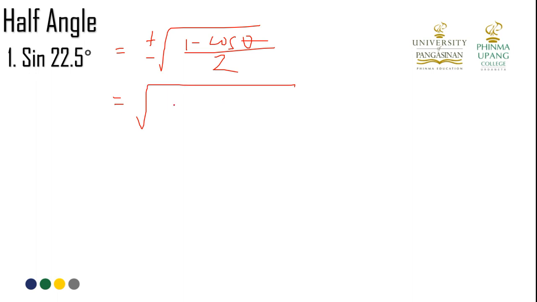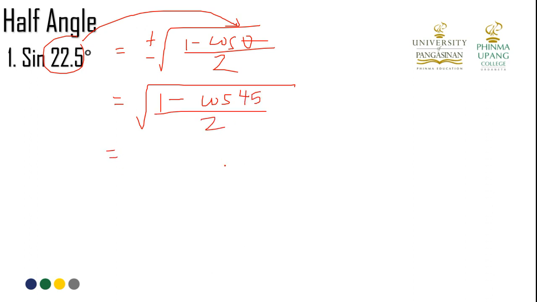Doon na tayo sa solution agad. 1 minus, again, since this is 22.5, then the theta will be 45. So, 1 minus cos 45 all over 2. So, yan pa lang na solution, makukuha mo na agad yung sagot.